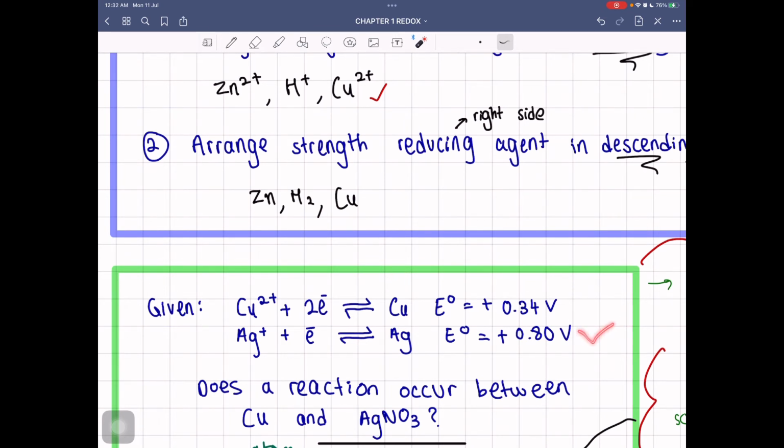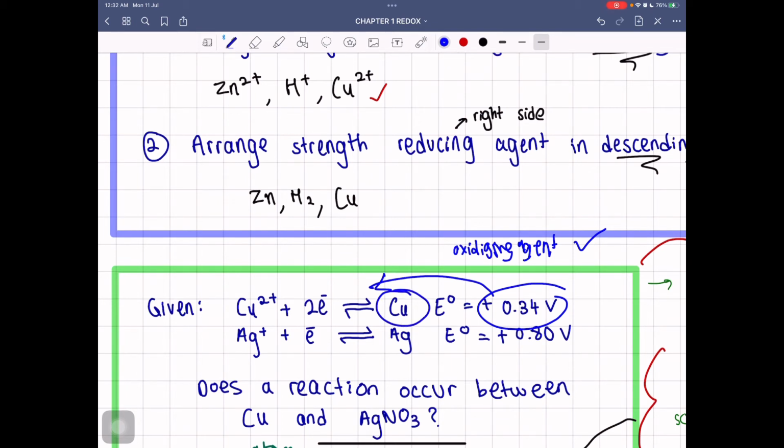So the silver ion must be the stronger oxidizing agent, and if we look at the ion, it must have a higher E0 value, so it is a strong oxidizing agent, whereas copper must be a strong reducing agent, which means it must be less positive or have a more negative E0 value. In this case it is less positive, so it is a strong reducing agent. So a reaction does occur between them.